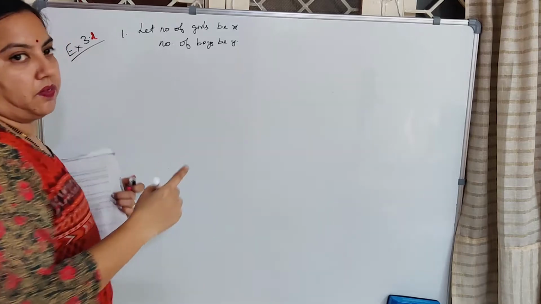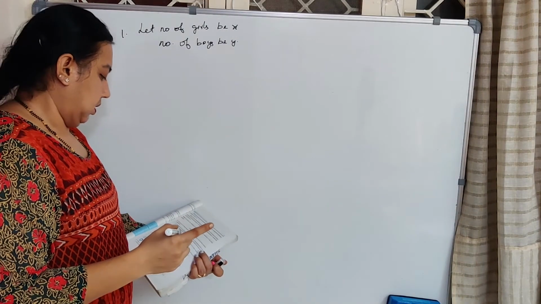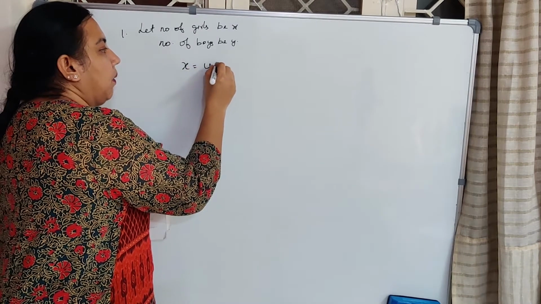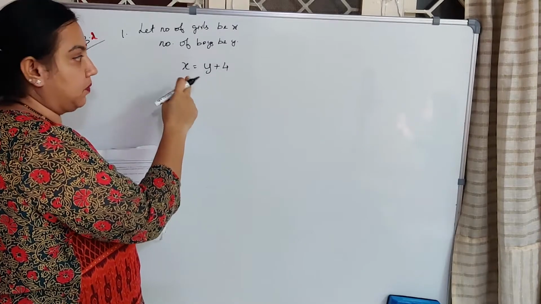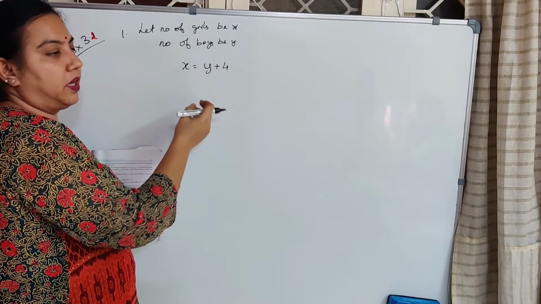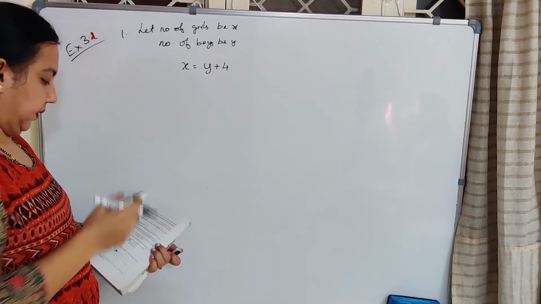Okay. Then we have x and y. And they said the number of girls is 4 more than the boys, right? So I can write x is equal to y plus 4. Correct? x is equal to y plus 4. x is 4 more than the boys. So if I add 4 more to the boys section, it will be equal to x. This makes the first equation. Then I bring y to the left hand side.